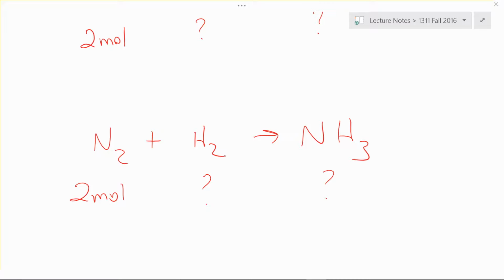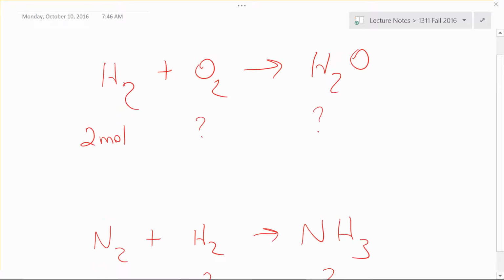Okay, so that one's not as obvious. Well, we could make it a lot more obvious. What do you think we could do to make it more obvious? What's wrong with these chemical reactions that I've shown you, both of them? They're not balanced. They're not balanced, right? So let's go ahead and balance it. That's going to be a lot more clear, okay?